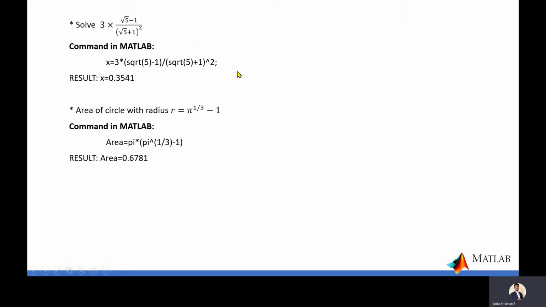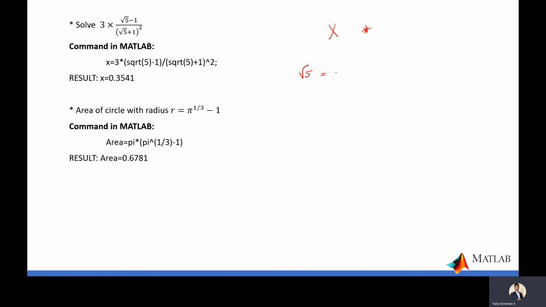We don't have to worry much about anything. Just see here, 3 into. So into will be here a star, right? Instead of multiplication, we are having star. Square root. So here you see 5 square root is there.